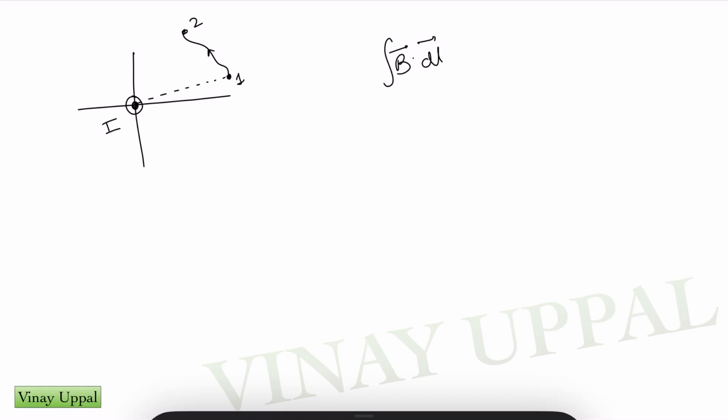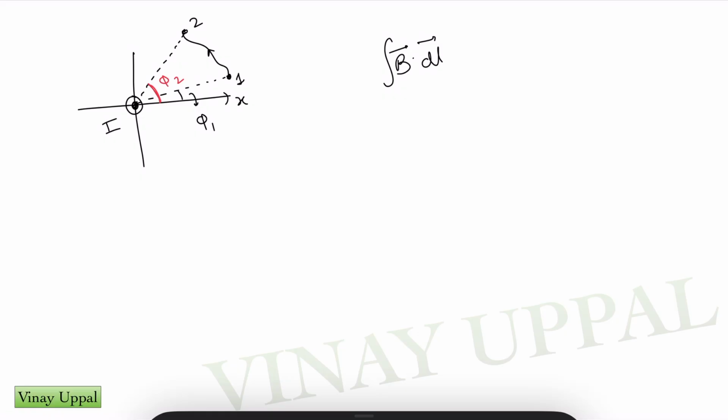Suppose I have a current along the z-axis and I want to calculate the integral of B dot dl along some curve. This curve starts from this point, let's call it point 1, and ends at point 2, and I want to calculate the line integral. Let's say this angle is some phi 1 with the positive x-axis, and the angle that position 2 is making with the positive x-axis, let's call it phi 2. So I want to calculate integral B dot dl.